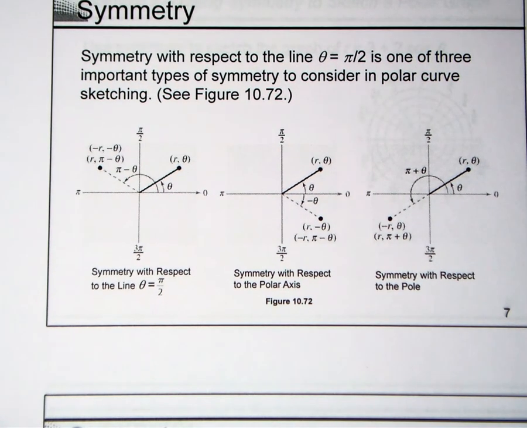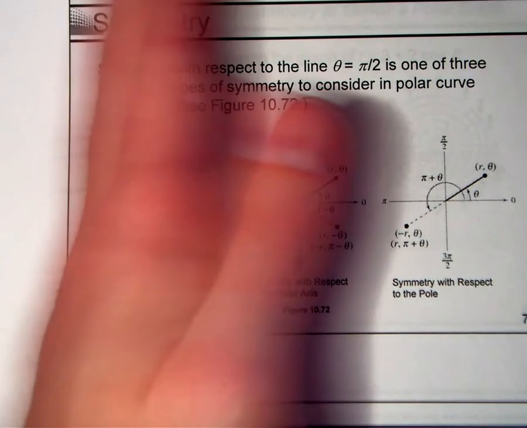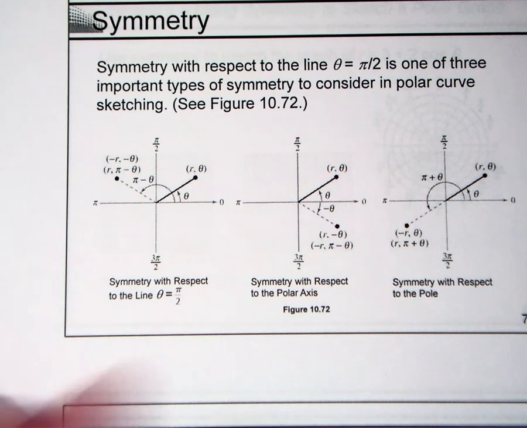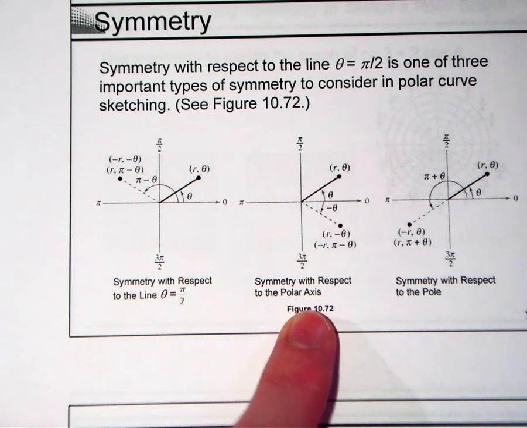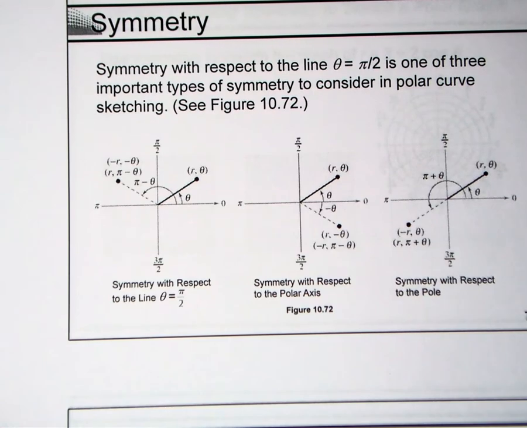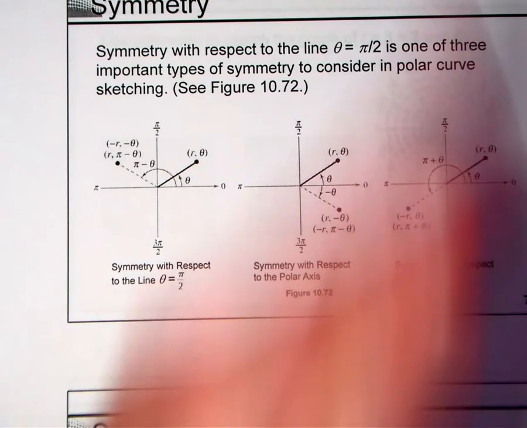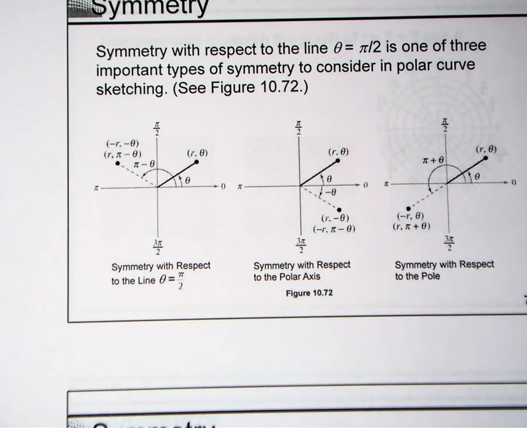Okay, symmetry with respect to the line theta equals pi over 2 is one of the 3 important types of symmetry to consider. Symmetry with respect to the line theta equals pi over 2, or what we used to know as the y-axis. Symmetry with respect to the polar axis, or the x-axis there. And then symmetry with respect to the pole. Remember, the pole is the origin, where we're swinging our radius around. And that is also maybe previously referred to as rotational symmetry, or origin symmetry, I guess, from back in geometry.